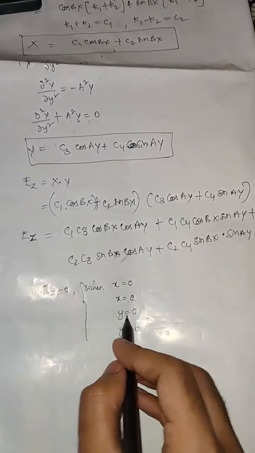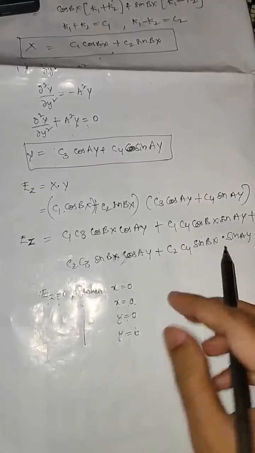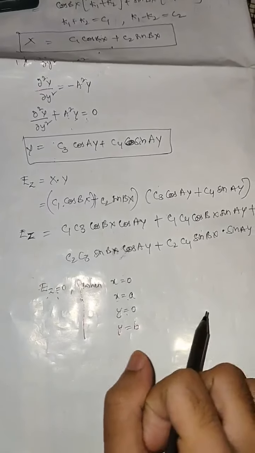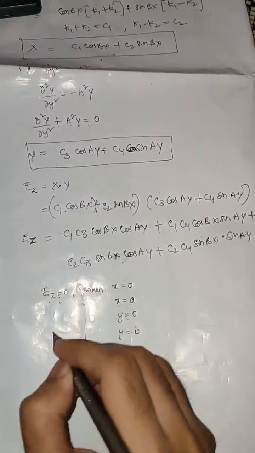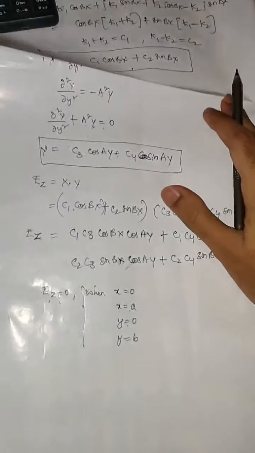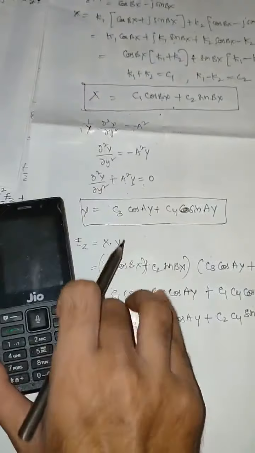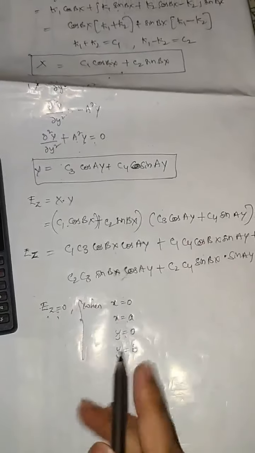If y equals 0, why? Because x equals a means that is the length or width of the rectangular waveguide. So this is specified for the electric field only. If the electric field is propagating in the z direction, you can use this and solve for Ez.